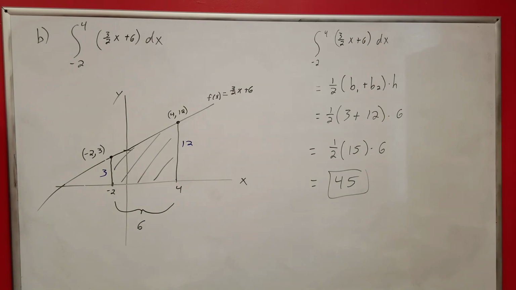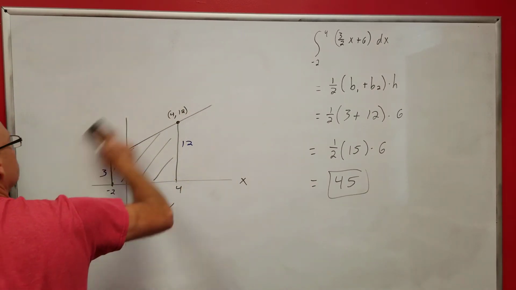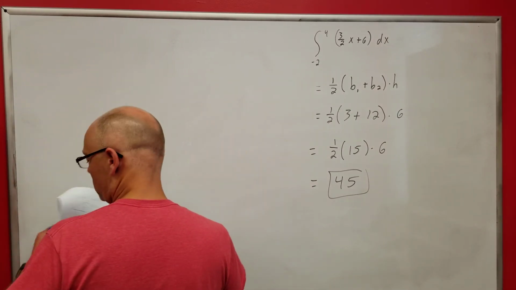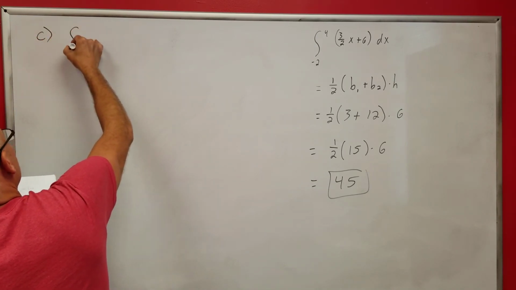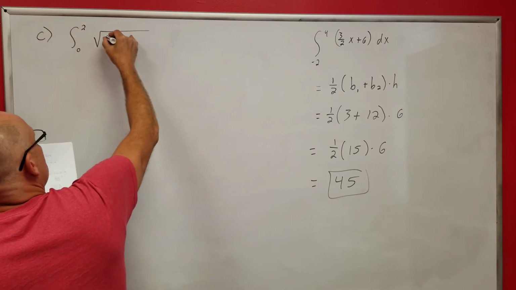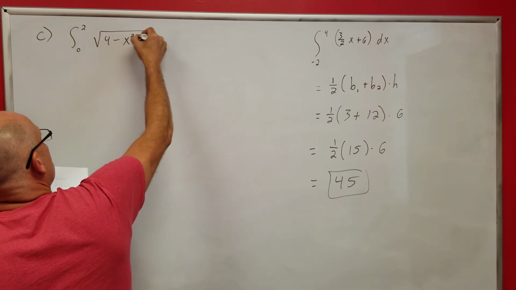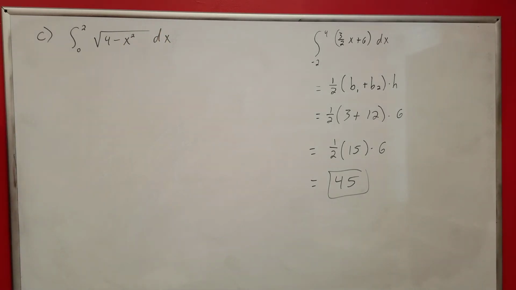Let's look at part C. For part C, we're going to have the integral from 0 to 2 of the square root of 4 minus x squared dx, okay? They want me to draw a picture and use a formula from geometry to calculate this.